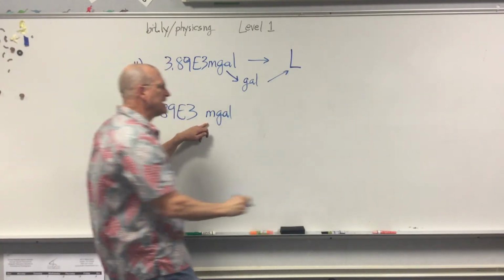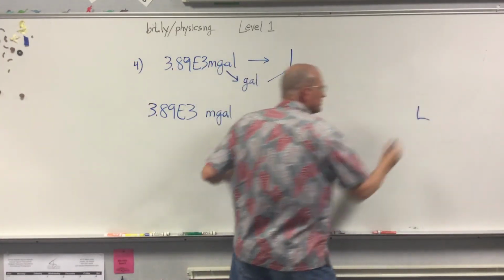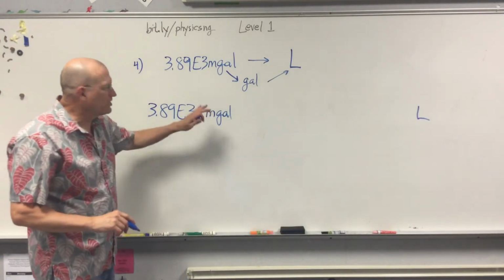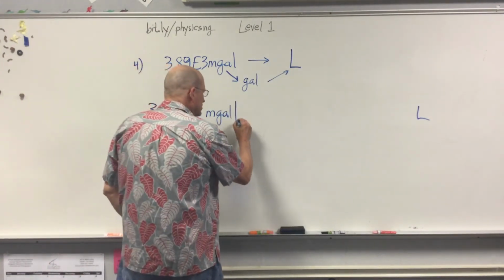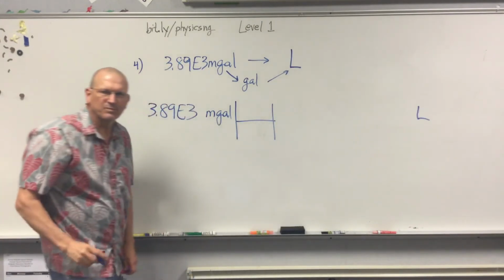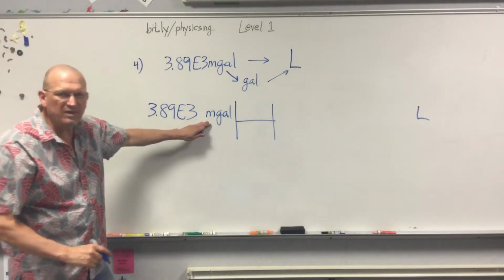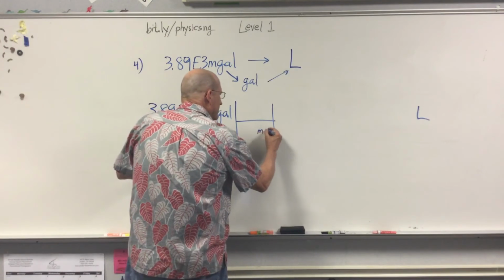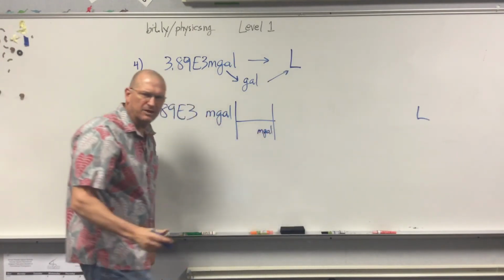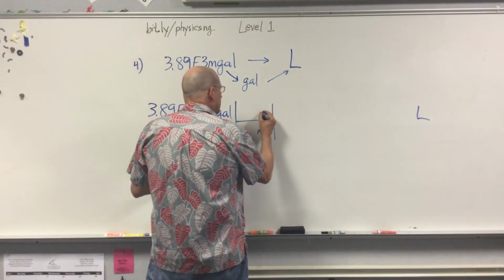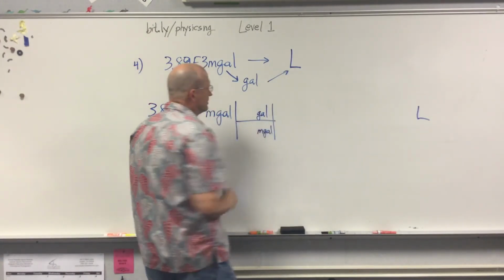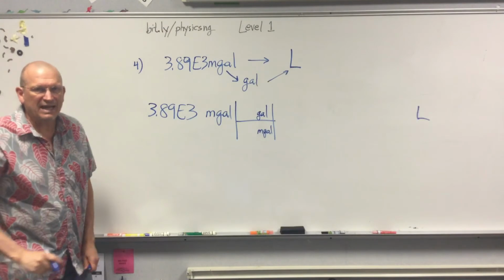And this would be milligallons, and we want to get to liters. So the very first thing we need to do is get from milligallons to gallons, so we establish a magic H. And we need the unit of a milligallon to go away, so it has to go in the denominator, and we can change this to whatever we want, but we can just go to a gallon.